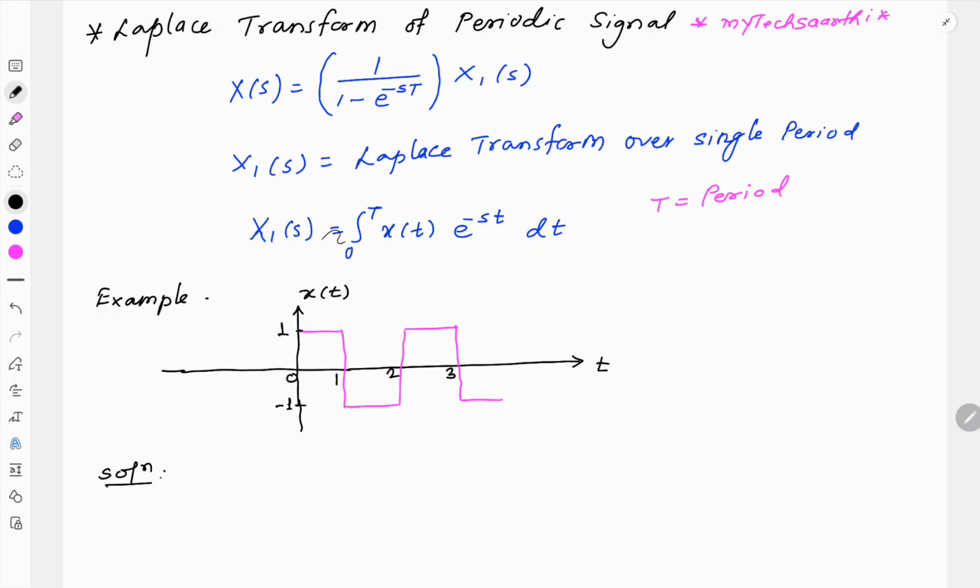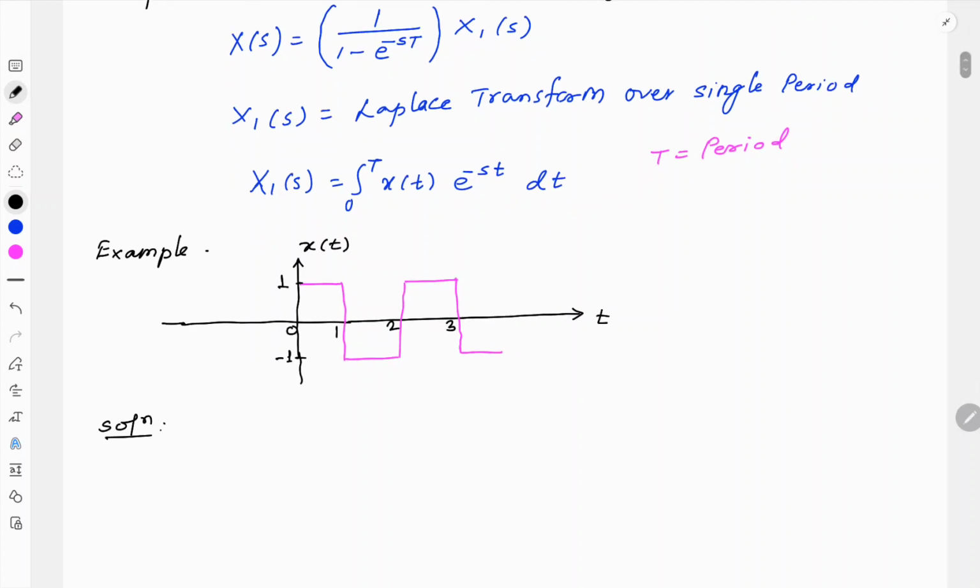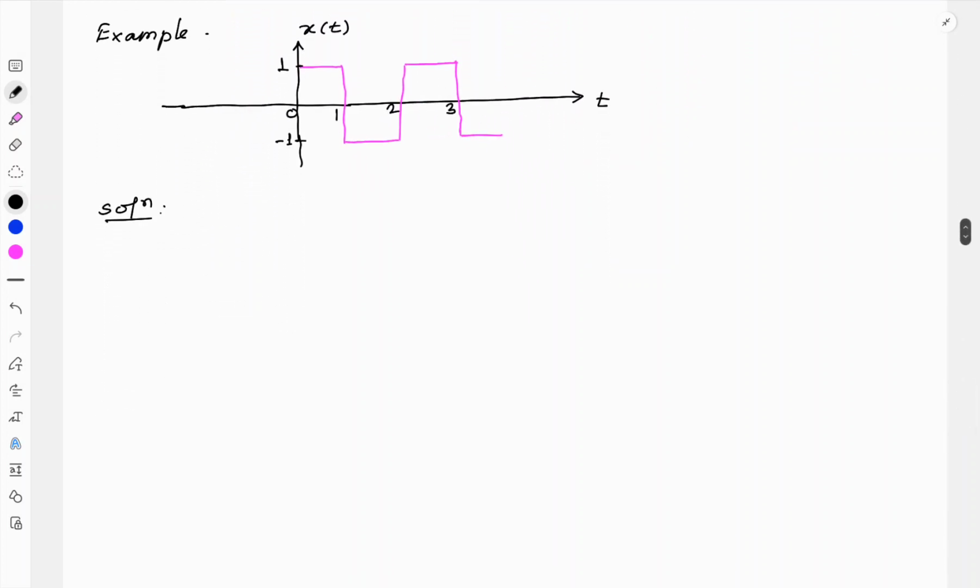So this X1(s) is equal to integration from 0 to T, or it may be from minus T by 2 to plus T by 2, x(t) into e raised to minus st, which is the basis function for the Laplace transform, into dt. So let us take a simple example. Let us have a simple square wave of which we need to find out the Laplace transform. This particular waveform is periodic in nature.